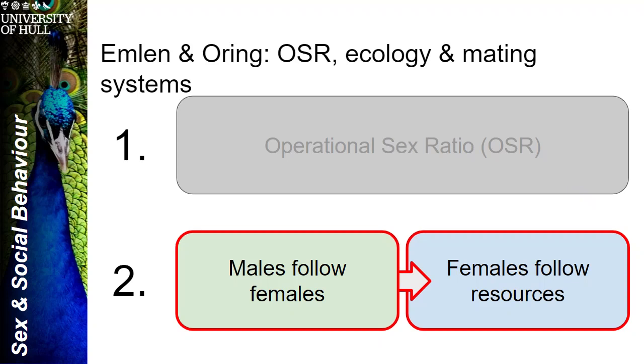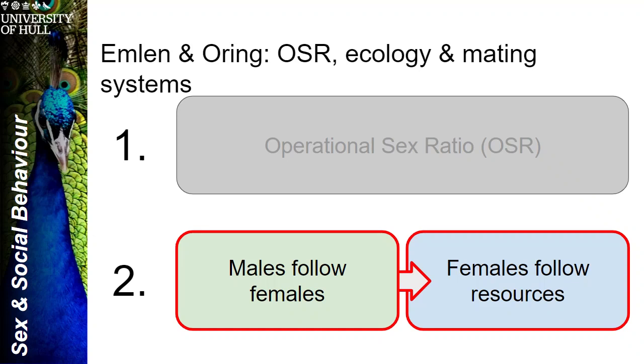Then you have the principle that males follow females and females follow resources. Now, in nature, consider what I said about anisogamy. The female is limited by how many offspring she can produce. And so what females want to do is to maximize the resources they get to produce offspring. So they tend to go to the places where the resources are best.